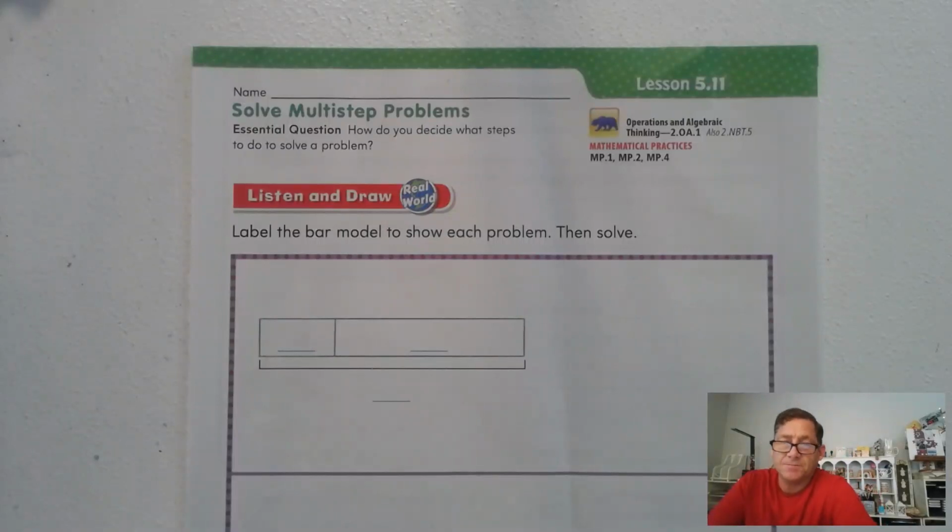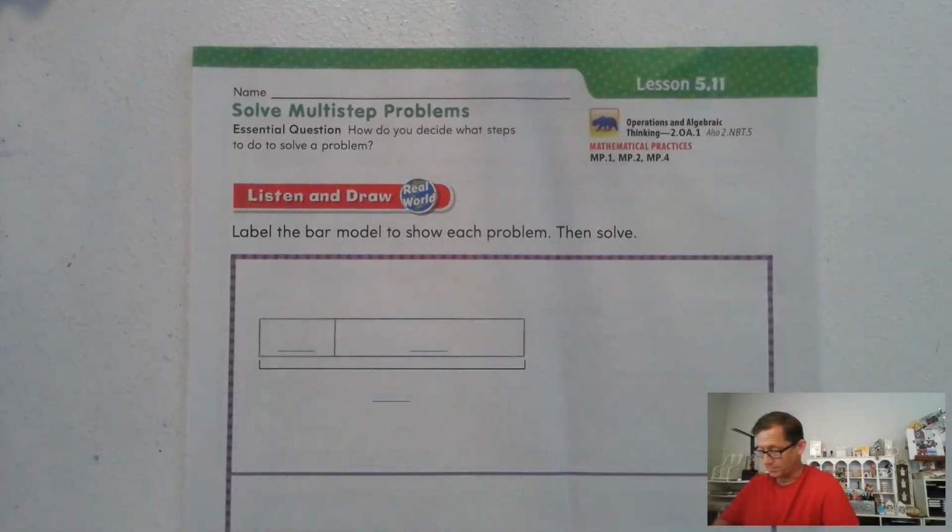Okay, today we're going to finish up the last of the lessons for chapter 5. And in this lesson, we're going to solve multi-step problems. And basically, the question is, how do you decide what steps to do to solve a problem? So label the bar model to show each problem, then solve.